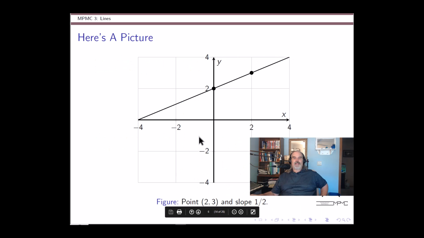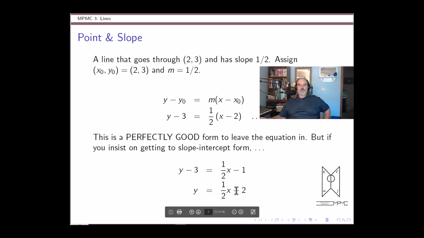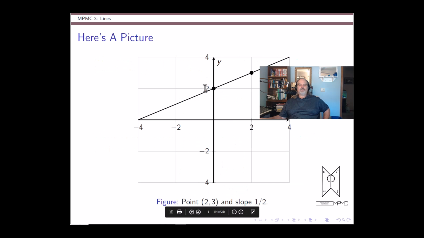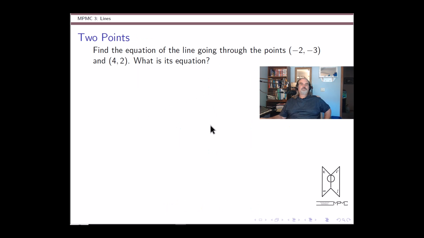Here's a picture of that line. Remember, the original data was we had the point 2, 3, that's right here. And we had a slope of 1/2. This line is going up. It's rising by 1 unit for every 2 units we move to the right. So there's your slope of 1/2. And when we did our little rearrangement, we did discover that the y-intercept wants to be plus 2, and there it is. Okay, so everything is consistent.